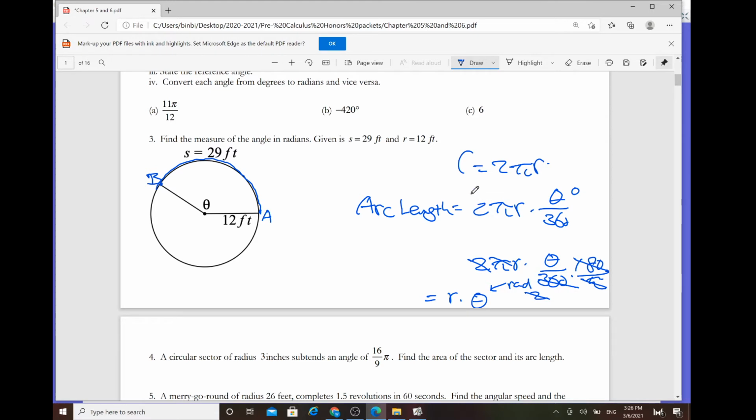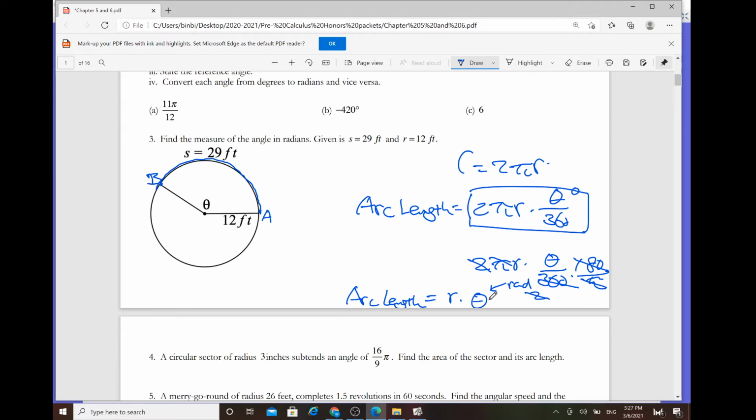So for arc length, you have two formulas. Either consider 2 pi r times theta over 360, where theta is in degrees, or r times theta, where theta is in radians. Okay, so two formulas for the arc length.